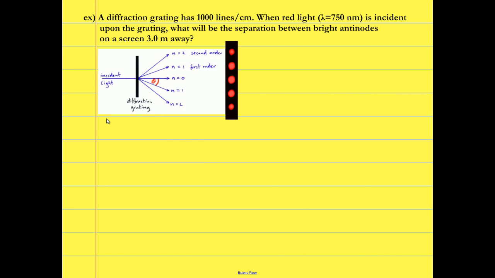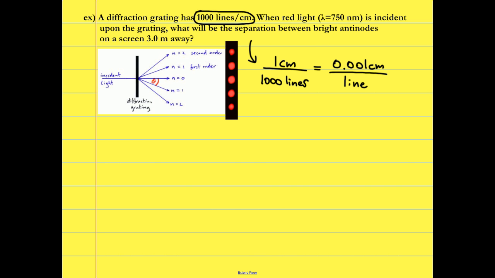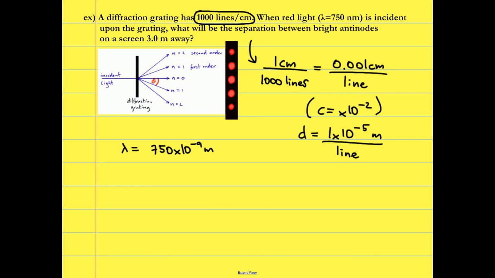Next up, we've got a diffraction grating with 1,000 lines per centimeter. When red light of 750 nanometers is incident upon the grating, what is the separation between bright antinodes on a screen 3 meters away? So first we're going to try to figure out the distance between two consecutive lines. Start with 1,000 lines per centimeter, invert it, tells us it's 1 centimeter per 1,000 lines. Convert centimeters into meters, so we have the distance between neighboring lines is 1 times 10 to the minus 5 meters. We also know that the wavelength is 750 nanometers, and the distance to the screen is 3 meters.